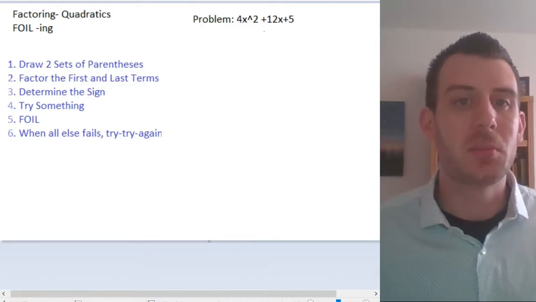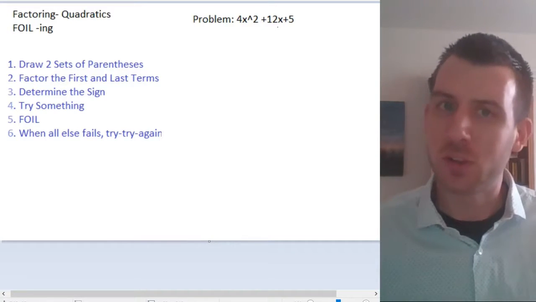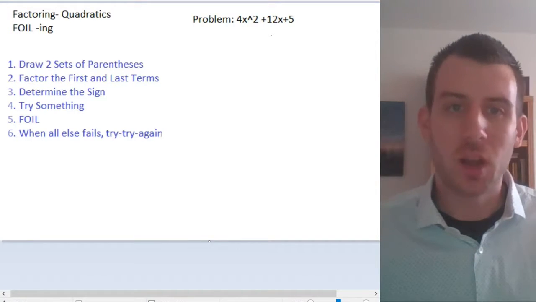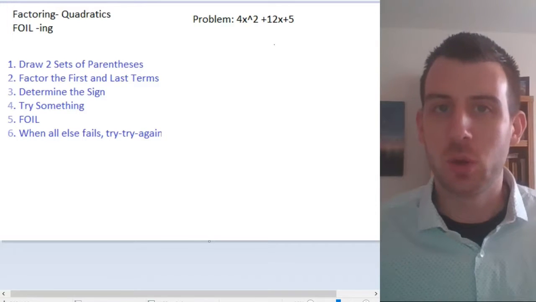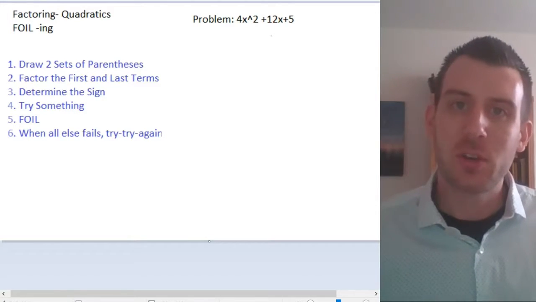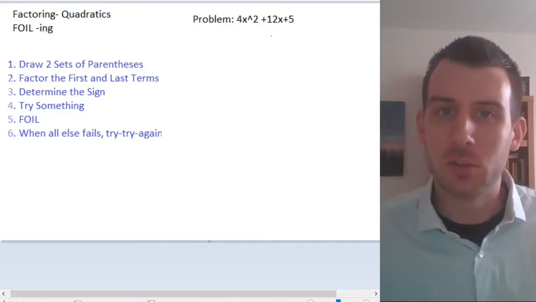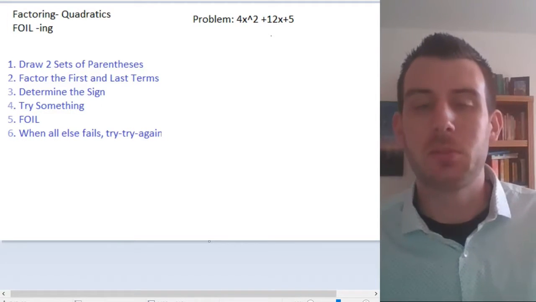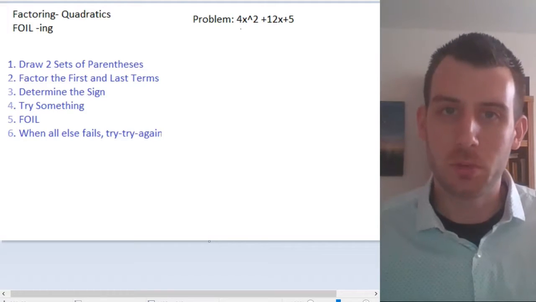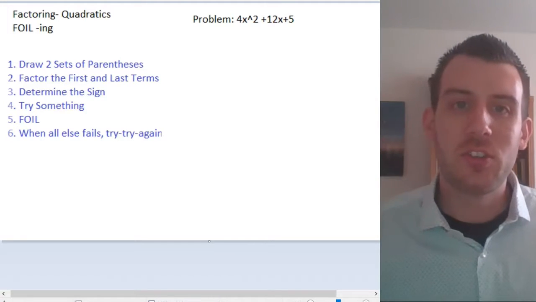So you were asking about this idea of factoring and foiling, and how does it relate to the problem 4x squared plus 12x plus 5. So factoring is just the fancy math speak for breaking something down into parentheses, or possibly pulling something out in front of those parentheses. So let's use this as an example.